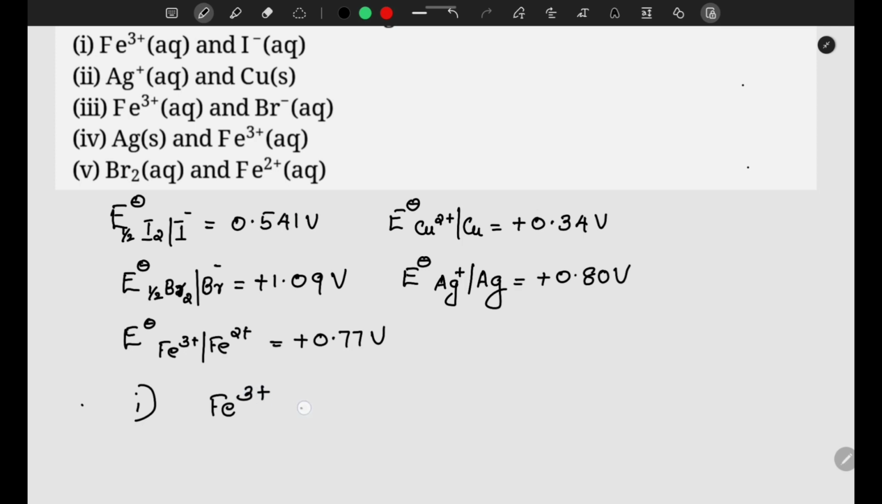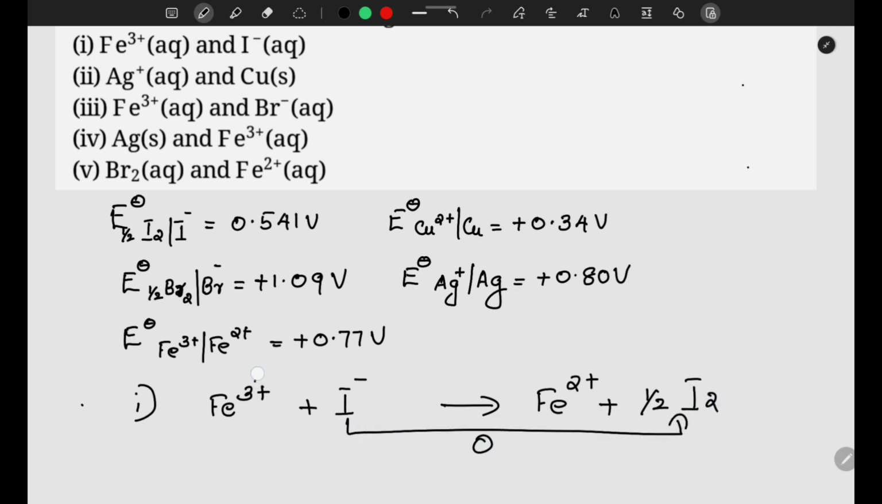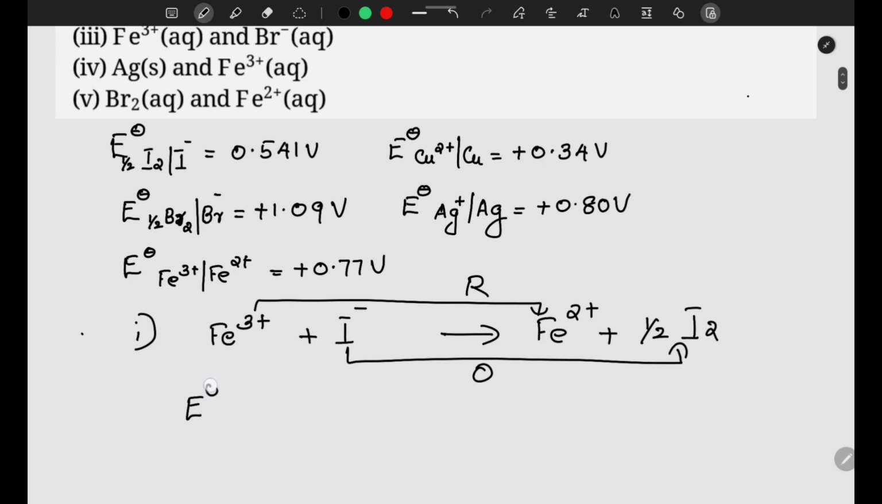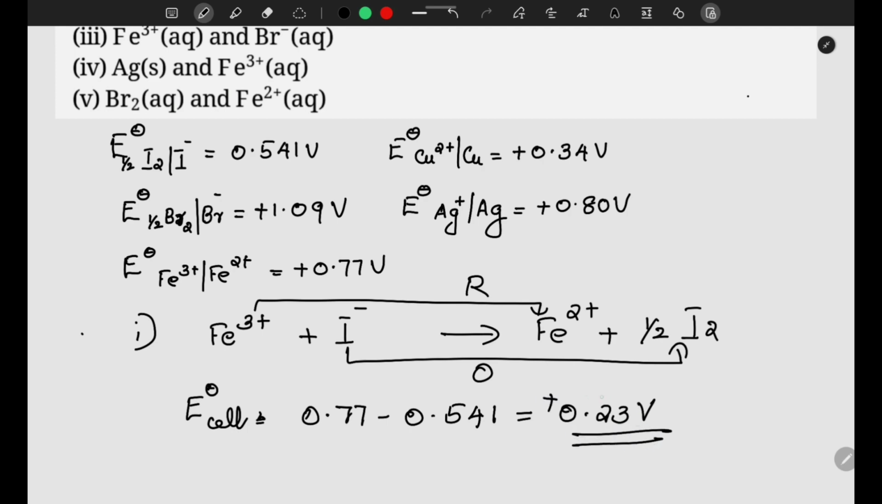Fe3+ will undergo reduction to Fe2+, I- will undergo oxidation to I2. So this is the oxidation half reaction and this is the reduction half reaction. E° cell is equal to E° cathode minus E° anode. Here cathode is iron, 0.77 minus 0.54, so we will get 0.23 volt. Since we got a positive value, this reaction is feasible.